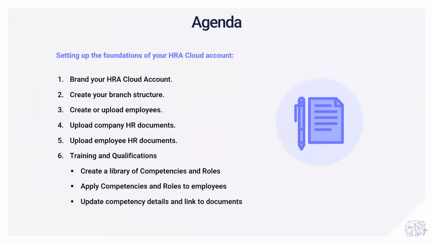In this session, we're going to take you through the first steps of setting up your HRA Cloud account to get you up and running for your ongoing use of HRA Cloud. We're going to cover how to add your own branding to your HRA Cloud account, how to set up your branch structure, how to get your employee records into HRA Cloud, how to upload company HR documents, how to upload current and historical employee documents, how to build out your competency library to capture training and qualification information, and how to link competency data to employee records and documents.